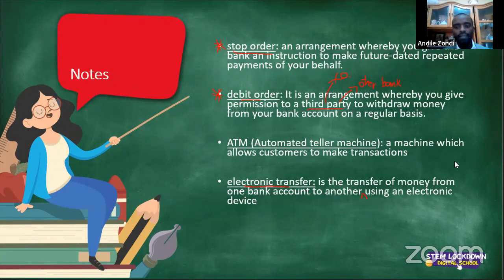It could be another company, another bank, another person, telling them they can withdraw money from your account. That will be a debit order. An ATM obviously is an automated teller machine, a machine which allows customers to make transactions. You can make deposits, you can make withdrawals, you can check bank statements and so on. An electronic transfer is a transfer of money from one bank to another, or one bank to another person or another company using an electronic device. This could be a cell phone, a laptop, a tablet, and so on.